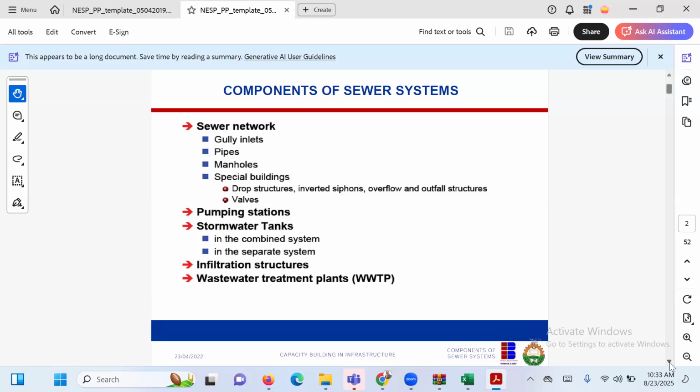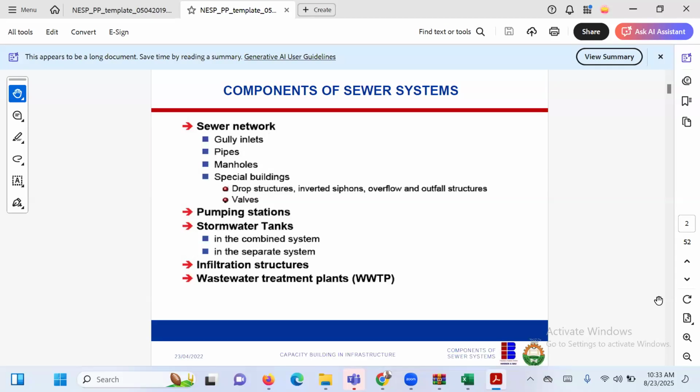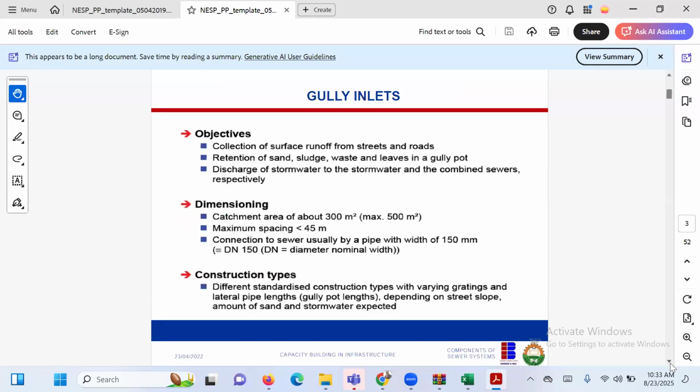The wastewater treatment plant is always referred to as WWTP. Manholes are for inspection, of course. Your pipe is to convey the flow. Your gully inlet is also to let in the flow. So these are some of the gully inlets. It's a collection of runoff. So gully inlets are usually for stormwater.